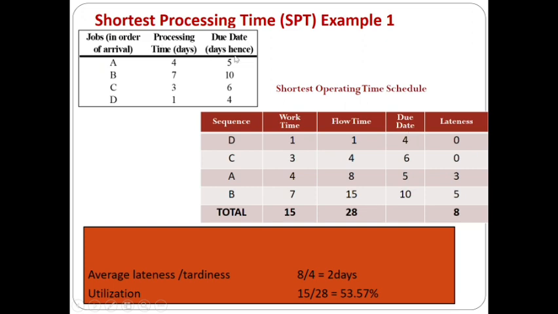And we know the due date for all these things. For D, it is 4 days. For C, it is 6 days. For A, it is 5 days. And for B, it is 10 days.